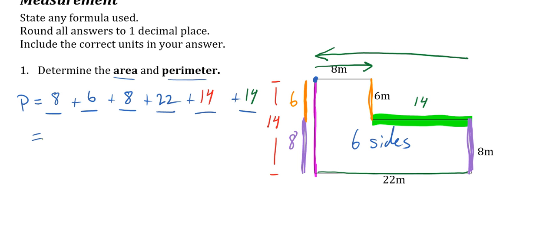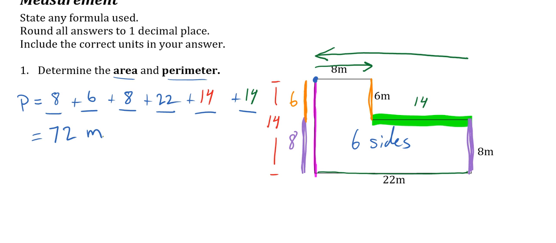And I get 8 plus 6 plus 8 plus 22 plus 14 plus 14, and that's 72. I just add them all together in one shot, and I get 72 meters. Okay, so that's perimeter. And I just state the number of sides and make sure I add that many things together.